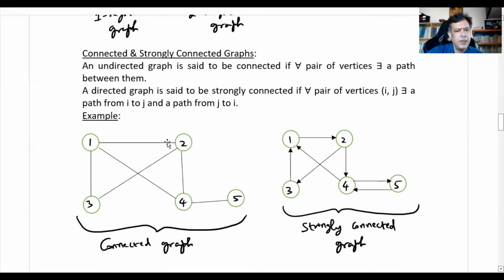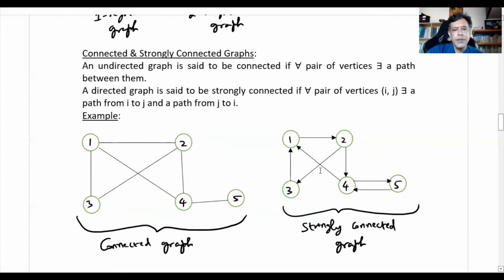1 to 2, there is a path. Similarly, 1 to 3, there is a path. 1 to 4, there is a path. Even 1 to 5, there is a path. You can go like this, or you can go like this also. So likewise, every vertex will have a path. Every 2 vertices will have a path between them. Now, even 5 and 3 also there is a path. So I can go from 5 to 4, and then 4 to 1, and then 1 to 3. There is a path available.